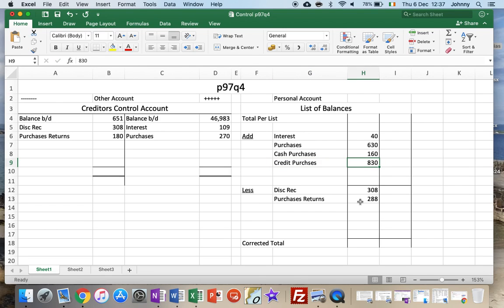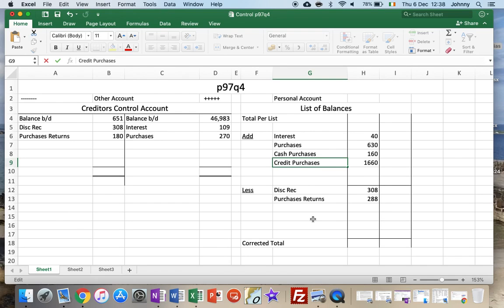And it's 830, but I have to double it, so it's 830 multiplied by 2, so that's 1660, because I put it on the wrong side. Okay. Now, returning goods to a supplier and entering it correctly in the books. So that should be a less, and it should be a less here.